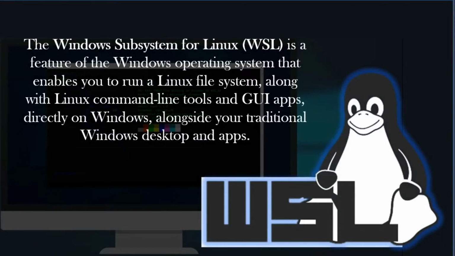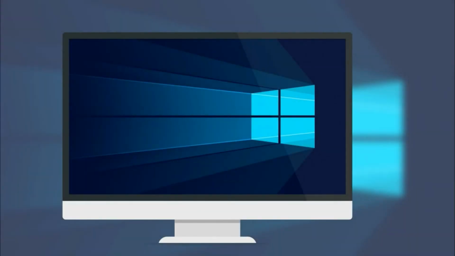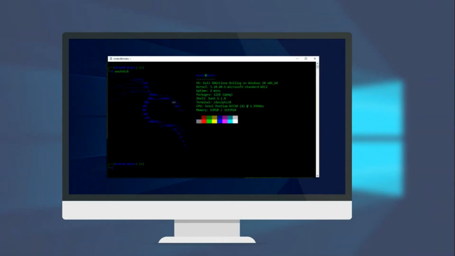The Windows Subsystem for Linux, WSL, is a feature of the Windows operating system that enables you to run a Linux file system, along with Linux command line tools and GUI apps, directly on Windows alongside your traditional Windows desktop and apps. Hello everyone, welcome you all to a new video. In this video, we are going to learn about WSL, and also we are going to install Kali Linux on the WSL on my Windows system.